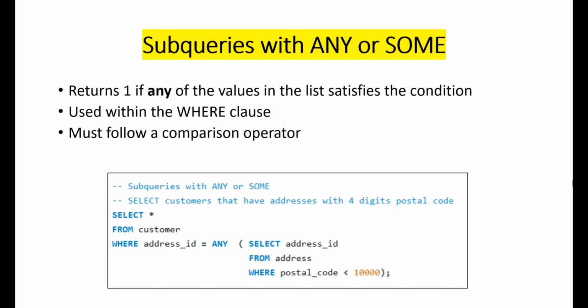So here with the subquery, we select customers that have addresses with 4 digits postal code. Then we select all the names of the customers with this ID. The subquery selects for us all the postal codes with 4 digits. Then we use this list to select all the customers that have these addresses.